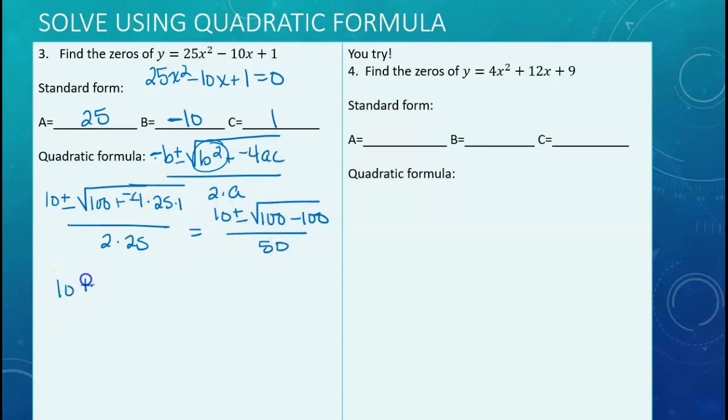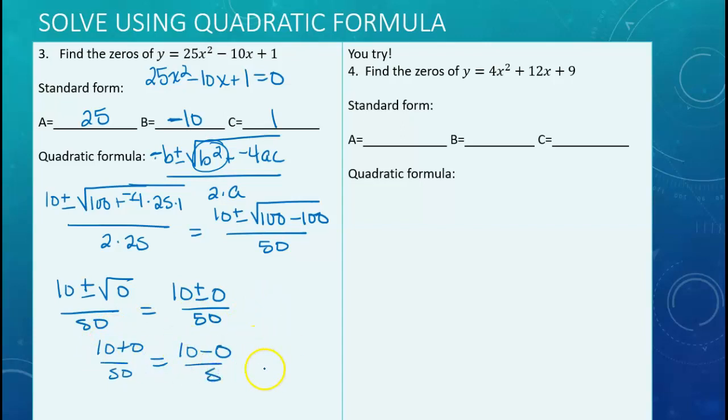So now we have 10 plus or minus the square root of 0 all over 50, which means 10 plus or minus 0 all over 50. Now, does adding or subtracting 0 change anything? It actually doesn't. 10 plus 0 divided by 50 is going to be the exact same answer as 10 minus 0 divided by 50. In each case, it becomes 10 divided by 50, which I can put into my calculator, and that becomes 0.2. Now, why do I only have one answer here?